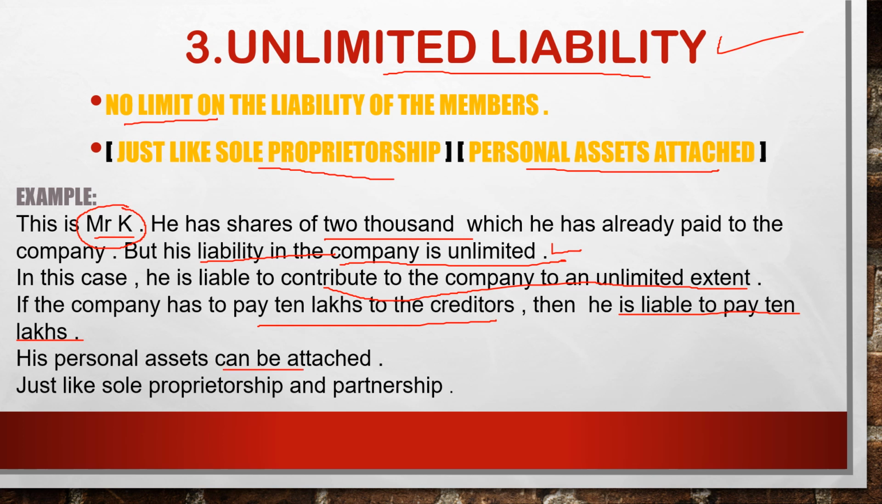His personal assets can be attached to pay off the outsiders. It is just like the case of sole proprietorship and partnership. It is almost the same liability. As in the sole proprietorship, your personal assets will be attached, right? So in this case also, in the case of a company, if the liability is unlimited, your personal assets can well be attached. So here we come to the end of the article.